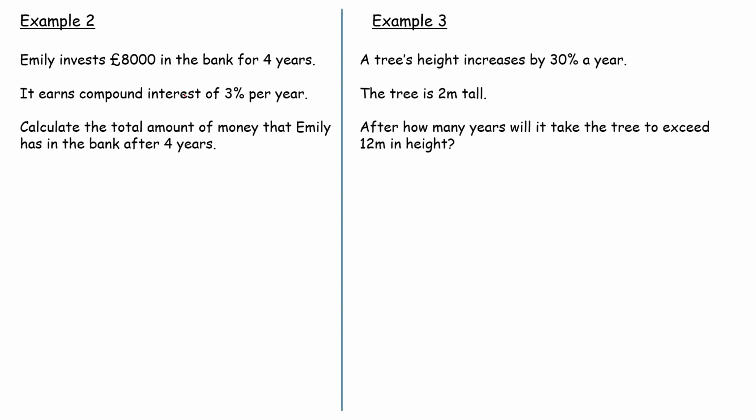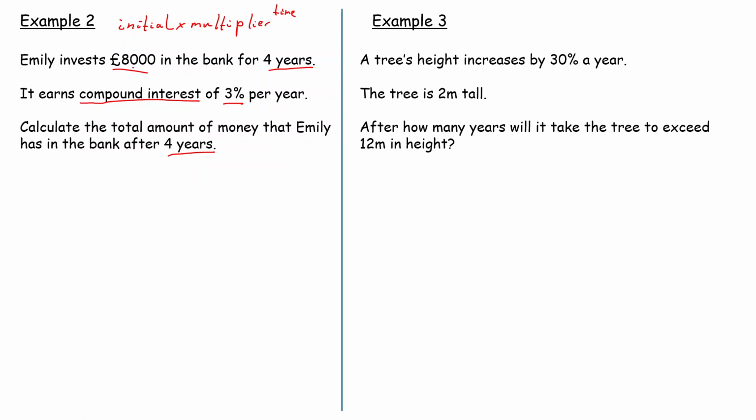Okay, so Emily invests £8,000 into a bank account for 4 years. So you've got your initial amount. The formula again for compound interest is your initial amount times your multiplier. And the compound interest is 3% per year. So timesing it through by your multiplier, and then we've got to the power of time. So calculate the total amount of money that Emily's going to have after 4 years.